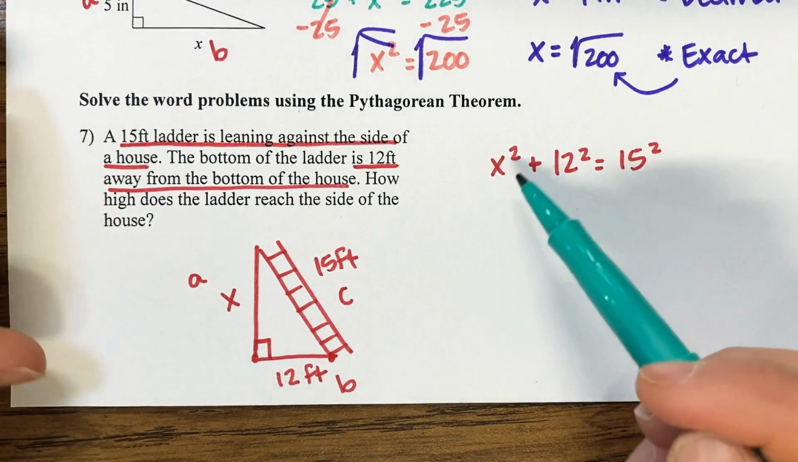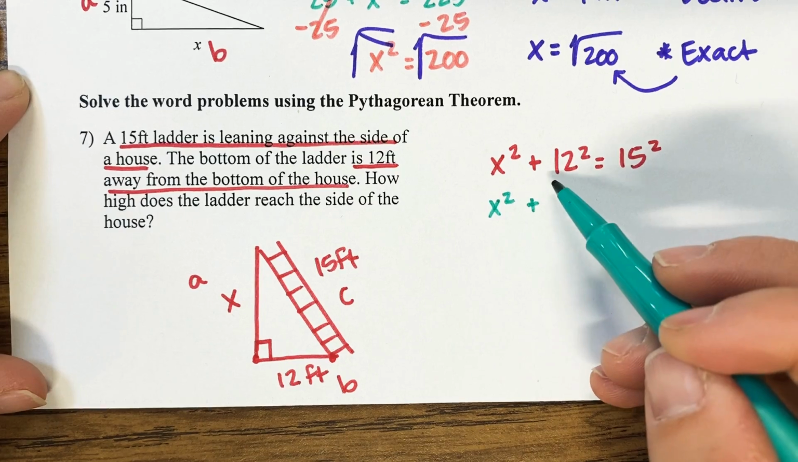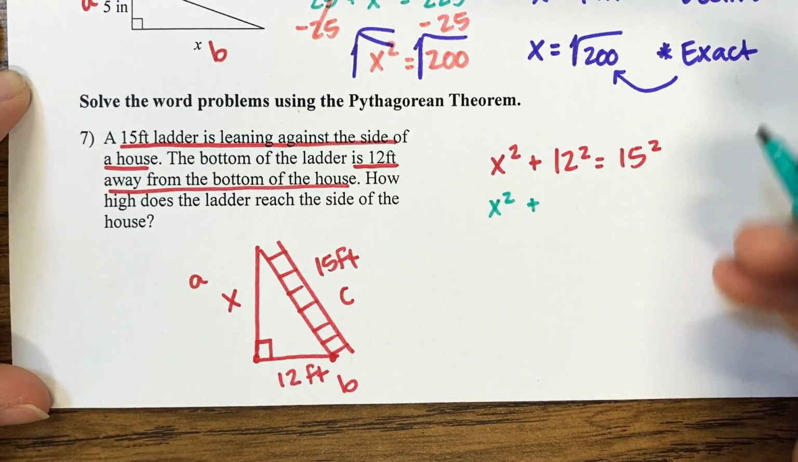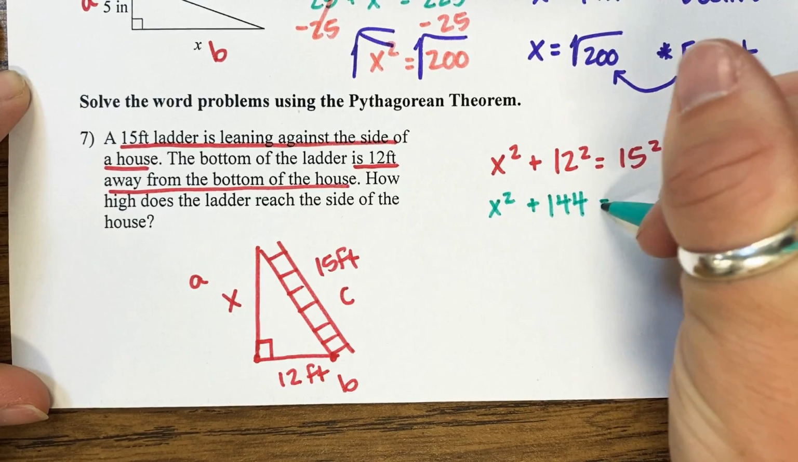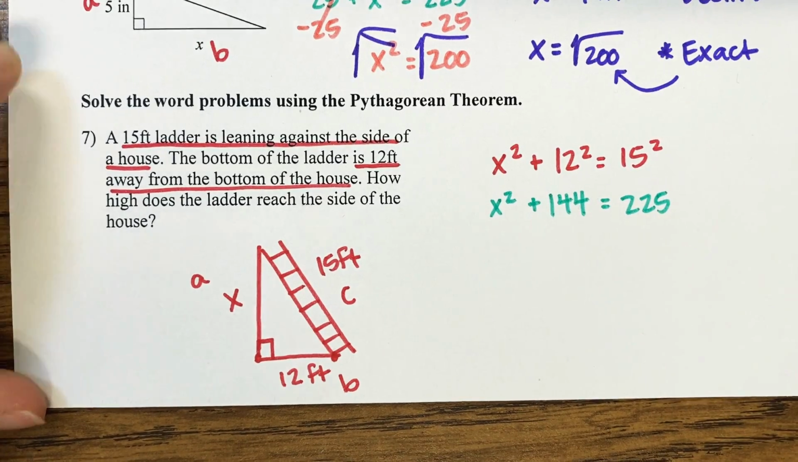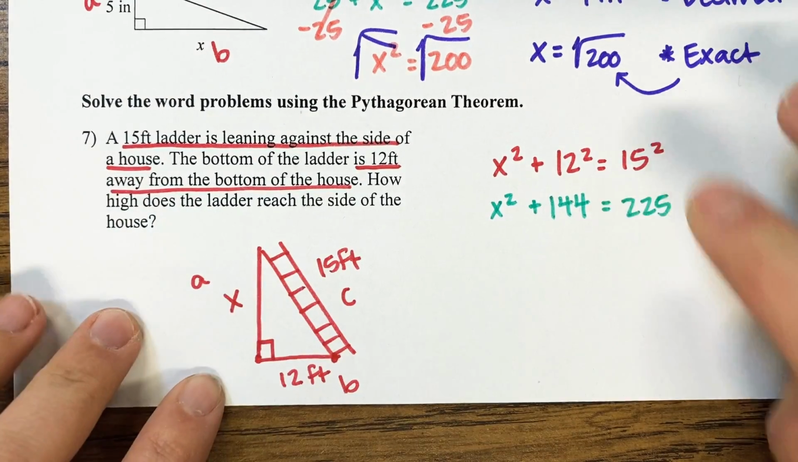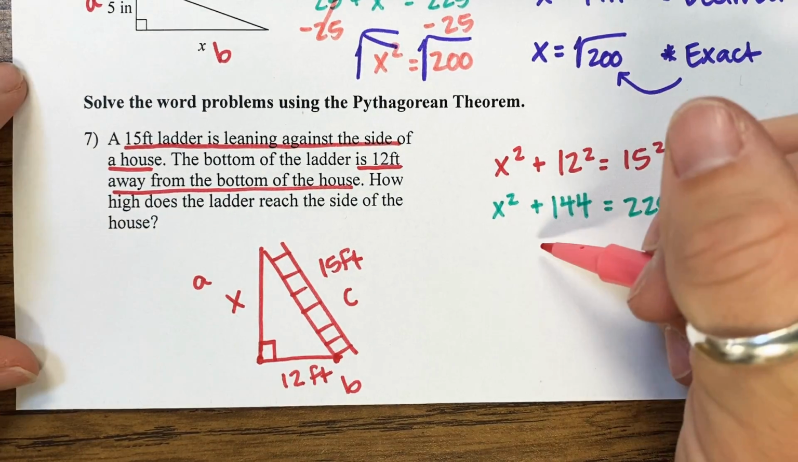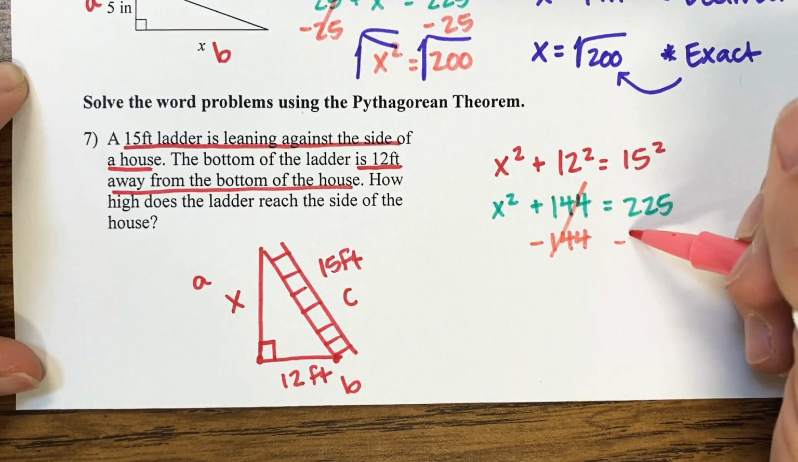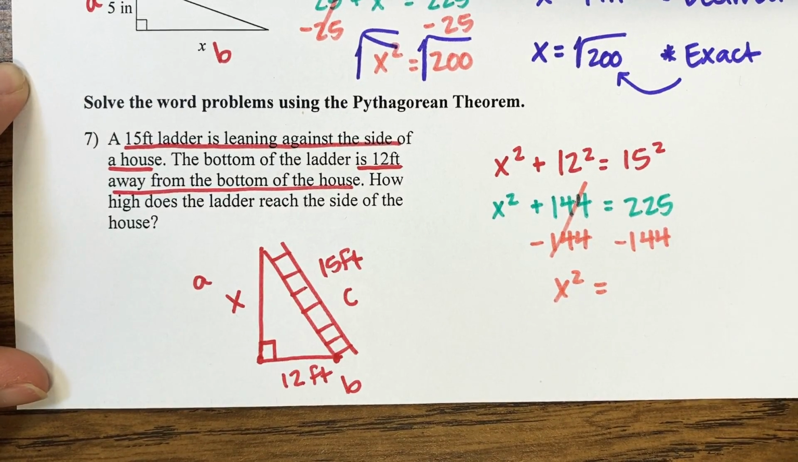So we can't simplify X squared because we don't know what X is, so that just has to stay X squared, plus 12 squared. What is 12 squared? We get 144, equals 15 squared, or 15 times 15, 225. Okay, so now in order to solve for X, I need to get rid of plus 144. So what is the opposite of plus 144? Subtract 144. Okay, so I have X squared left over by itself. 225 minus 144, I'm doing it in my calculator, is going to give me 81.